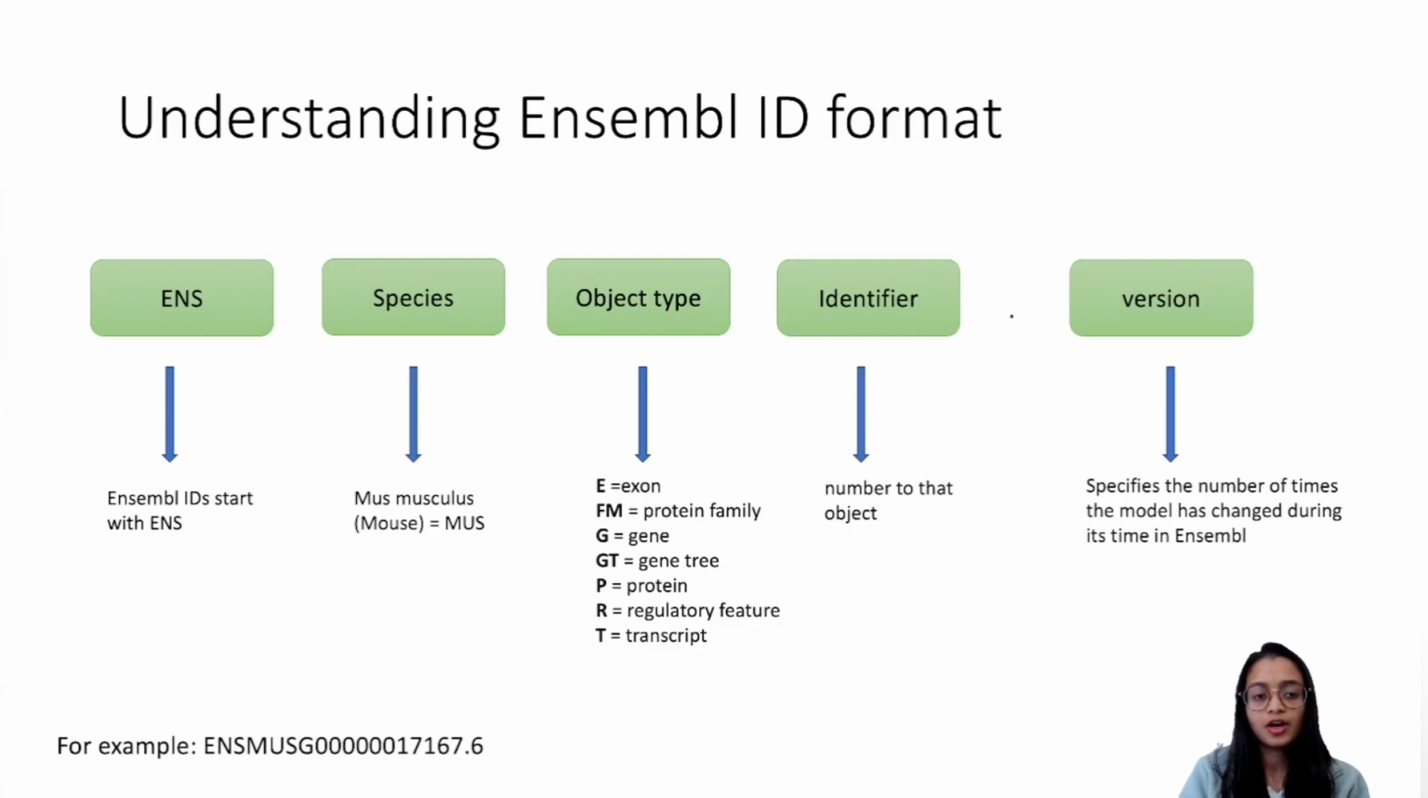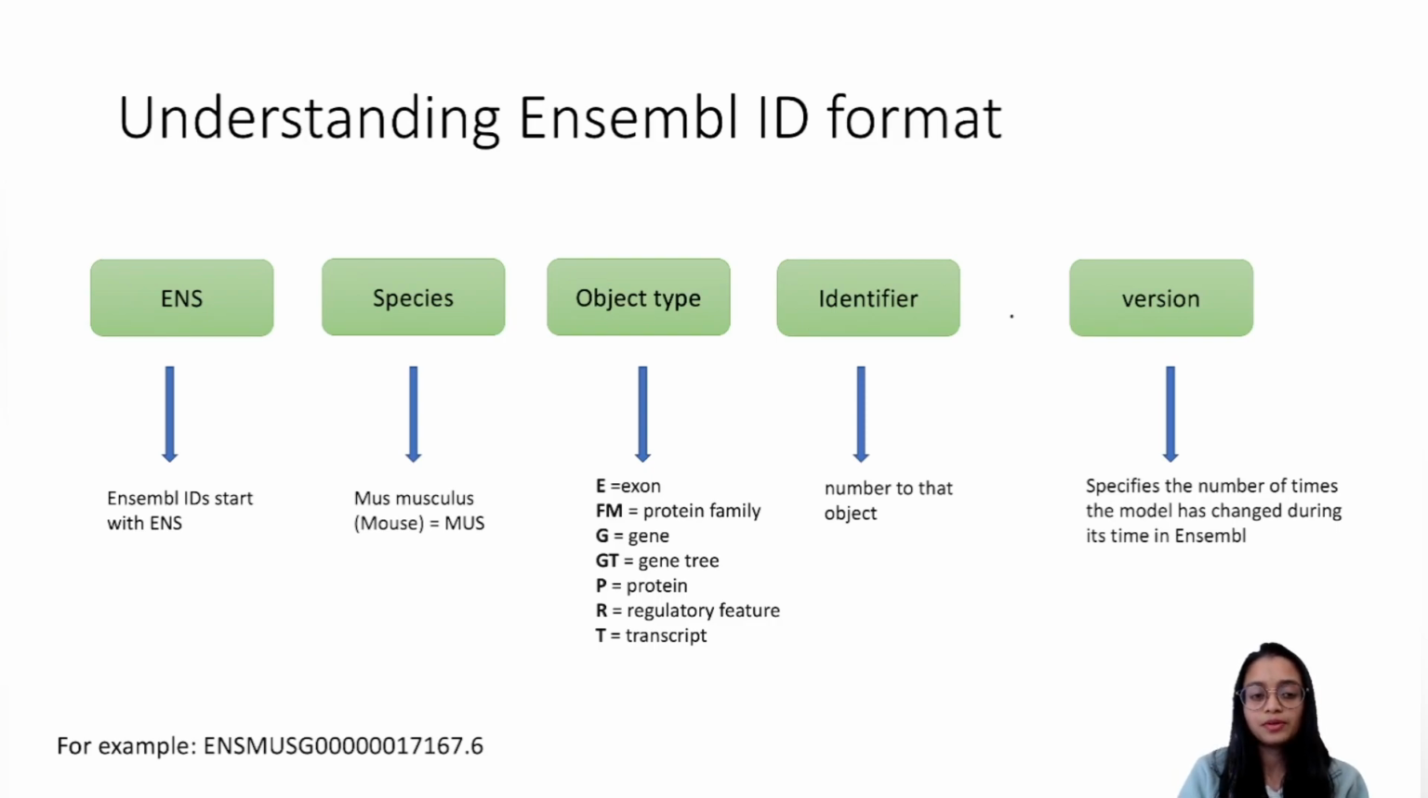So the feature could be either exon or gene or protein or transcript. Followed by that, we have the identifier, a number that is associated with that object. And finally, after the decimal, we have the version number, which specifies the number of times the model has changed during its time in Ensembl.